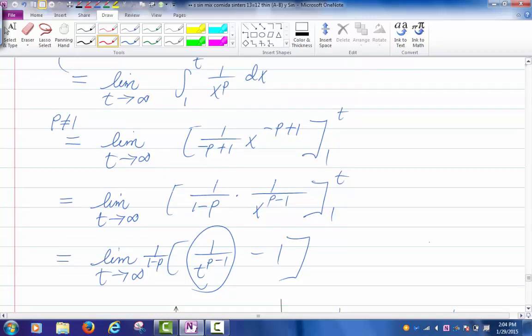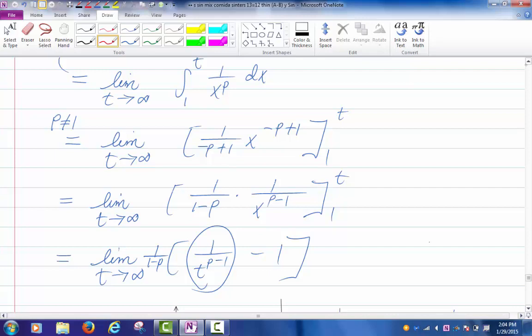Now, before I move on, at this point I have the integral of 1 over x to the p dx, and I want to find the antiderivative of 1 over x to the p. How would I find it? Well, by using the power rule. However, can I apply the power rule when p is 1? Remember, the power rule does not apply when p is 1. So, for the moment, I'm going to assume that p is not 1.